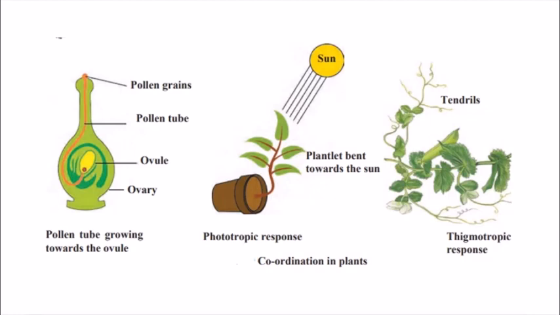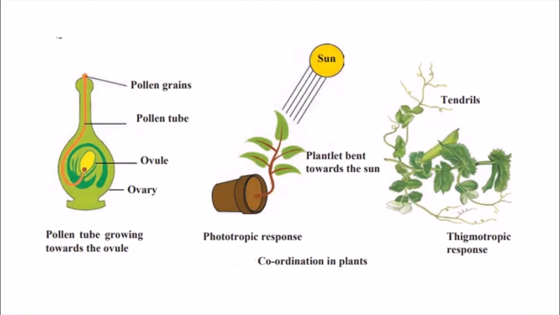If the shoot system of a plant responds to a light stimulus, that is, if it grows towards the source of light, it is called phototropic movement. Second, the root system of the plant responds to stimuli like gravitation or water. It is called gravitropic movement if it is in response to gravitation, and hydrotropic movement if it is in response to water. If the movement is in response to chemicals, it is called chemotropic movement.